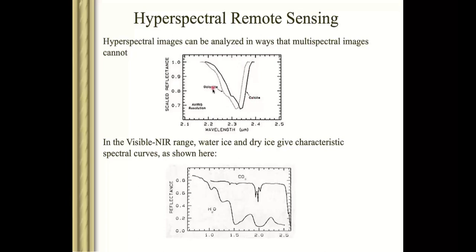Similarly, if you are working on some atmospheric things, then you can easily identify CO2 and differentiate it from H2O. So you can see that we have water ice and dry ice. Suppose in your lab we have dry ice.